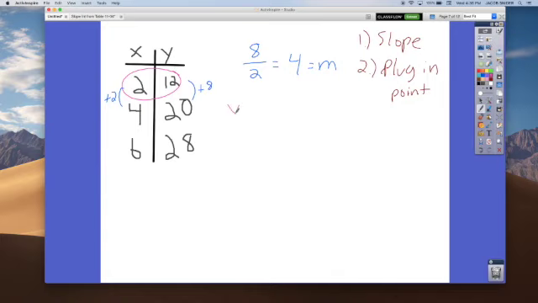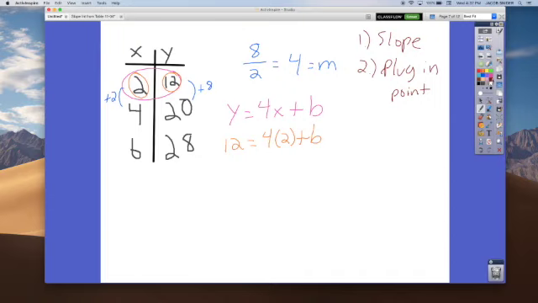So I know my equation is going to be y equals 4x plus b. But I want to pick those points there, 2 and 12, and I want to plug it into my equation. You ready? Watch what happens here. Here we go. Let's do it. So I'm going to take the y-coordinate, which is 12, equals 4 times my x-coordinate, which is 2, plus b.